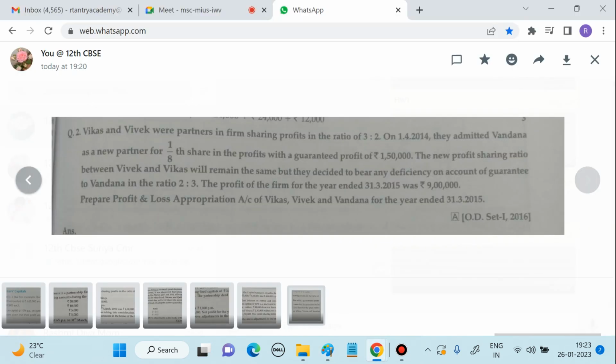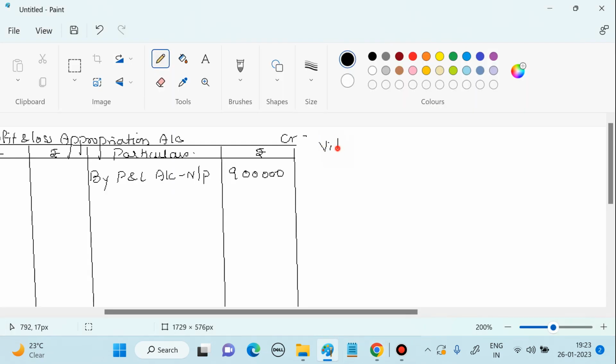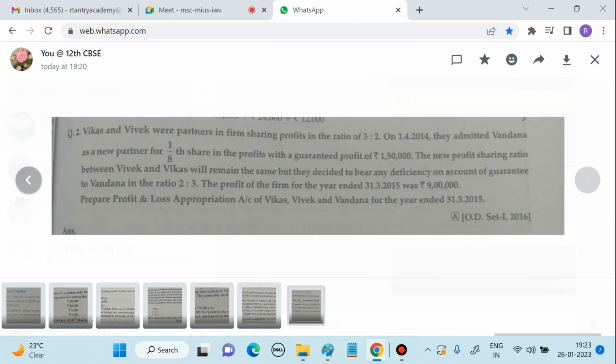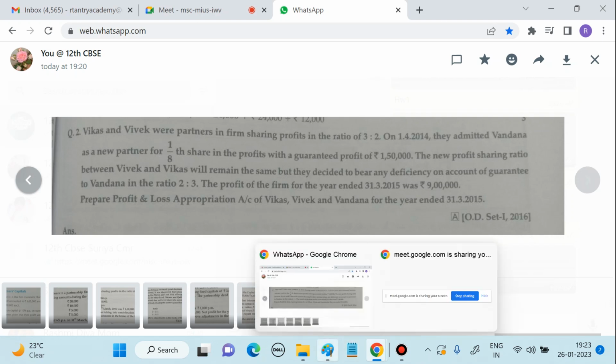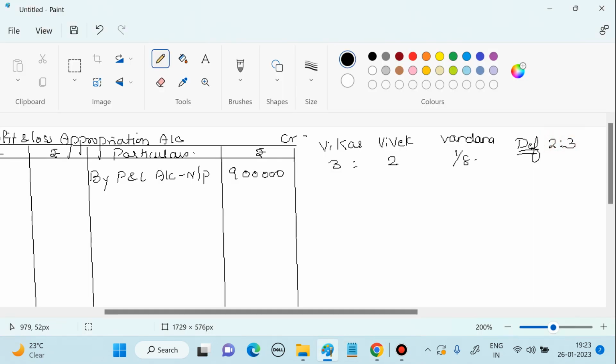Now what was given? Profit sharing ratio was 3:2, Vikas and Vivek. Then Vandana was admitted for 1/8 share, and deficiency would be shared in what ratio did they say? 2:3 ratio. And she was guaranteed 1,50,000 guaranteed profit. And they said the ratio between Vikas and Vivek is going to remain the same.